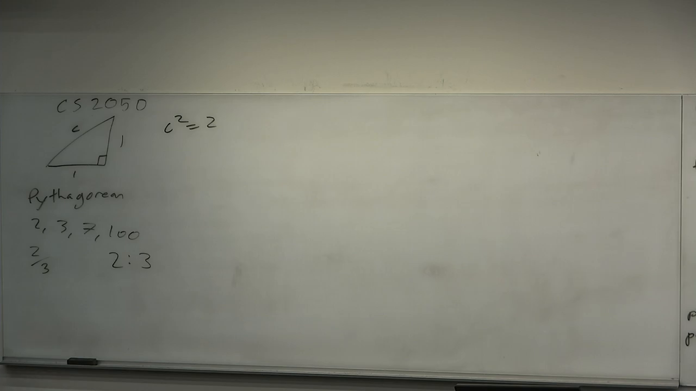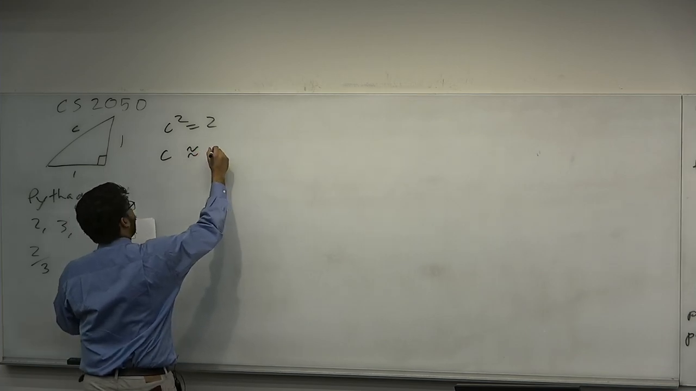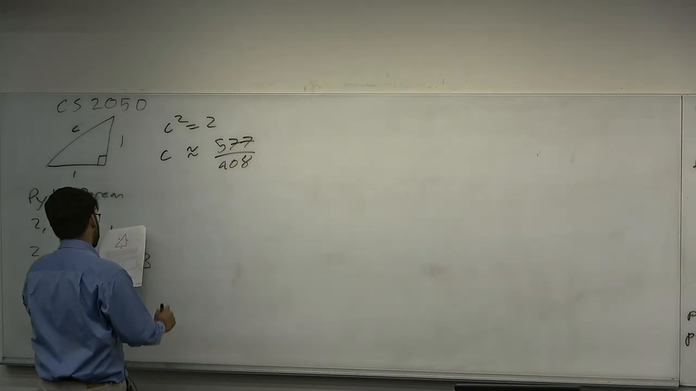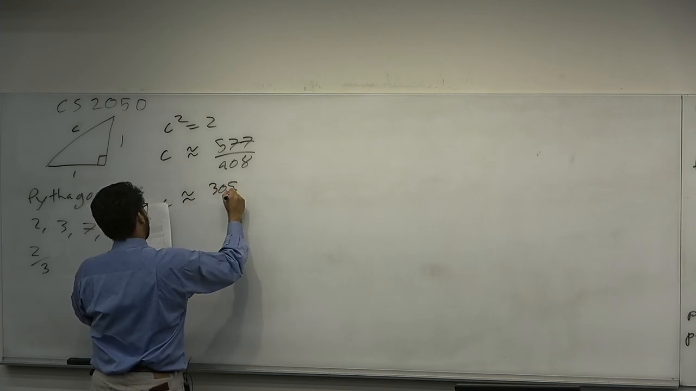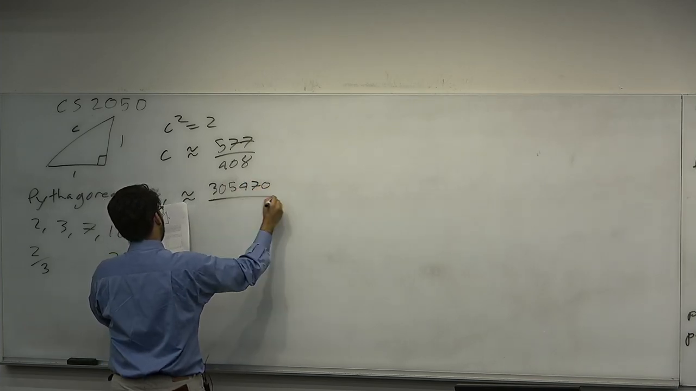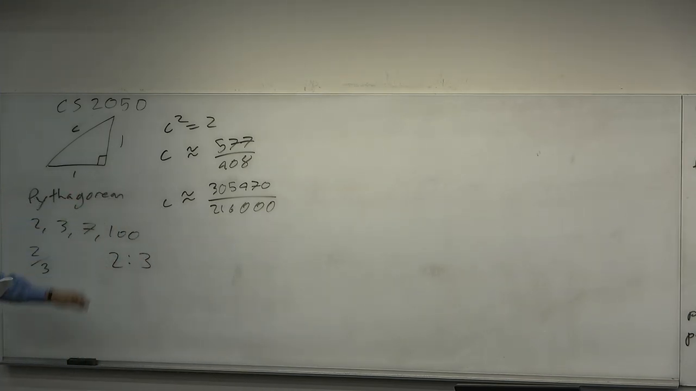There were some pretty decent approximations of the square root of 2 using rational numbers. C is approximately 577 over 408. I think this is the ancient Egyptians. I think the ancient Indians had C is approximately 305470 over 216,000, right? But again, these were computed. I think one of these was the ancient Egyptians, one the ancient Indians. I don't actually remember which one was which. But these are both approximations.